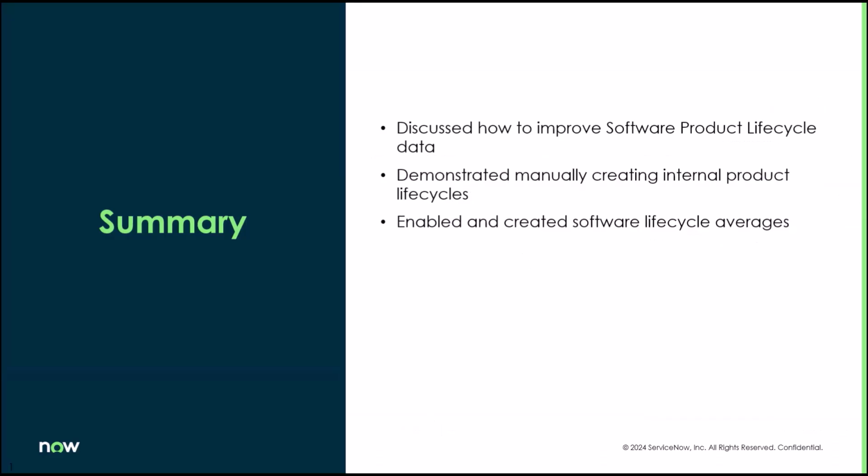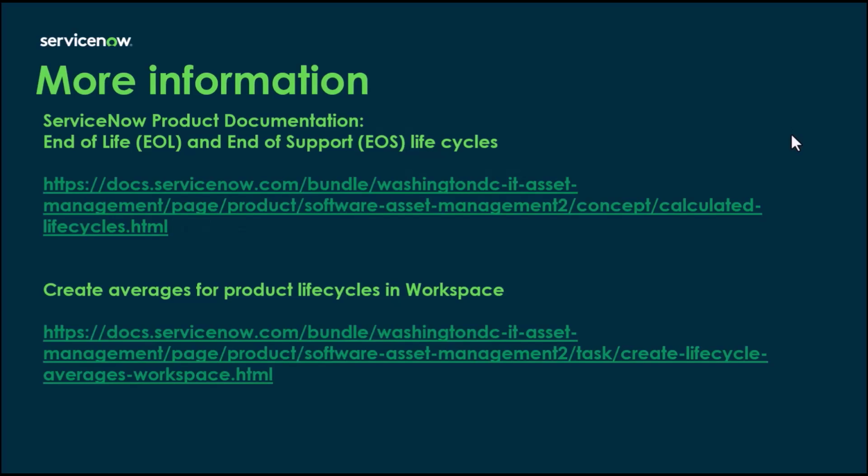To recap what we covered on today's video, we discussed how to improve software product lifecycle data. We demonstrated manually creating internal product lifecycles and enabled and created the software lifecycle averages. For more information on this topic, you can go to the ServiceNow product documentation site and search for end of life and end of support lifecycles, and create averages for product life cycles in the workspace.